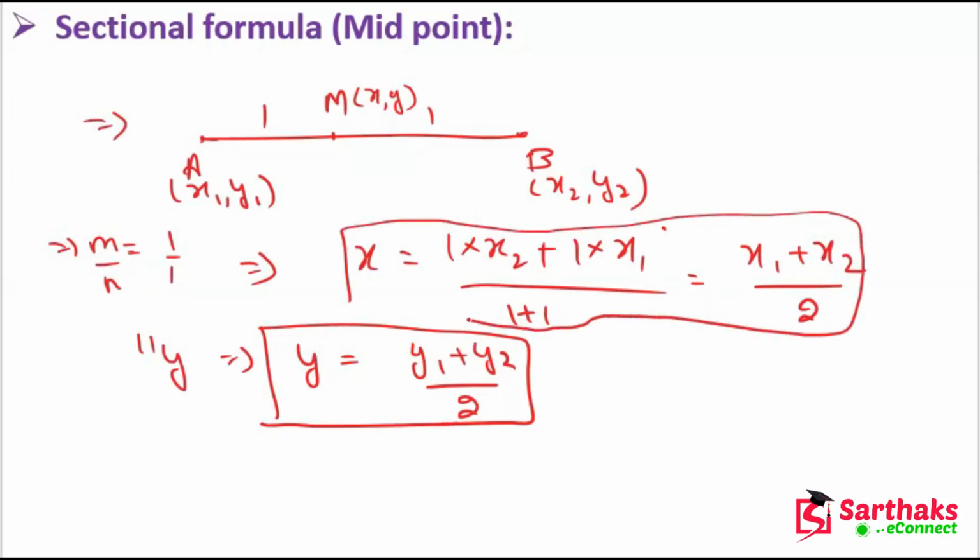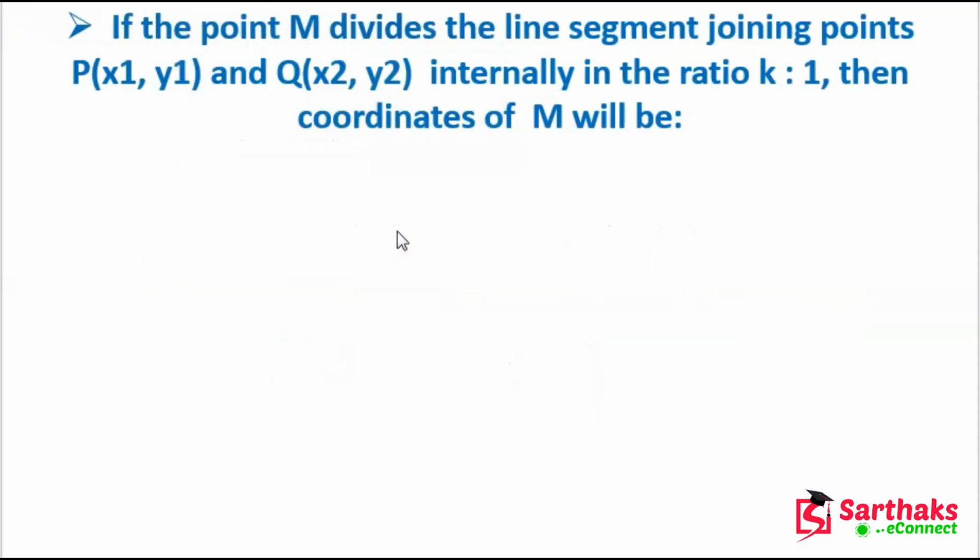If the line is cut by point M equally, this is the midpoint formula, meaning we can write the coordinates of M as x equal to (x1 + x2) upon 2 and y equal to (y1 + y2) upon 2. I hope you understand this. So now let's move on.